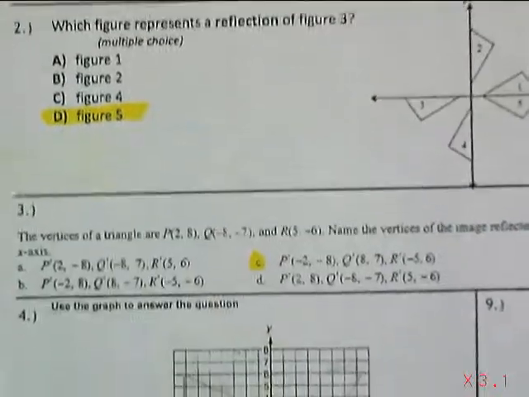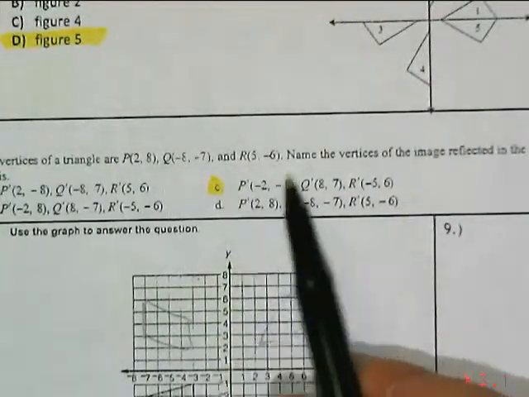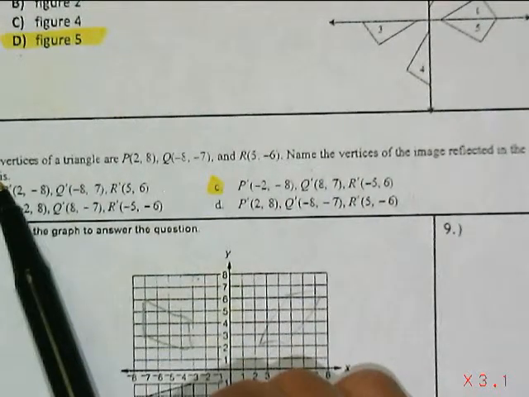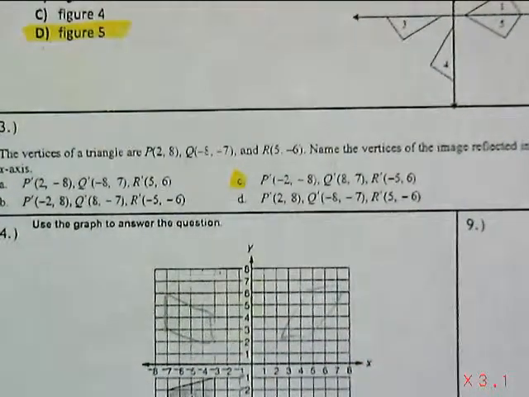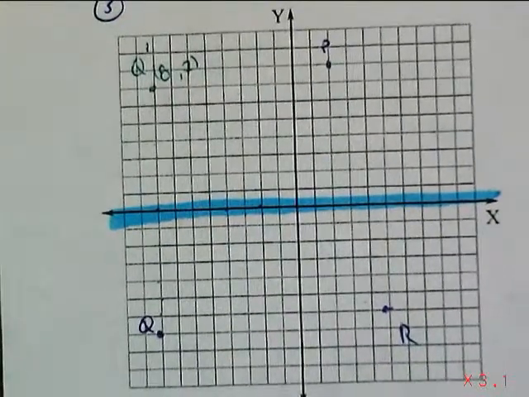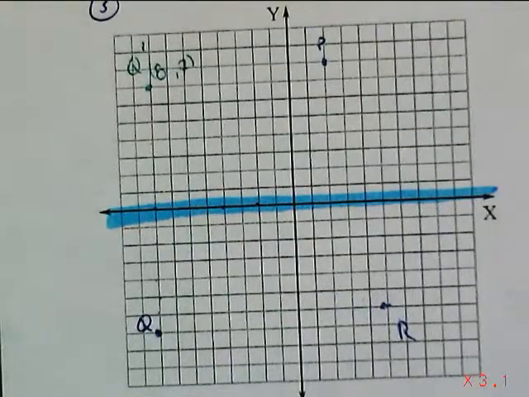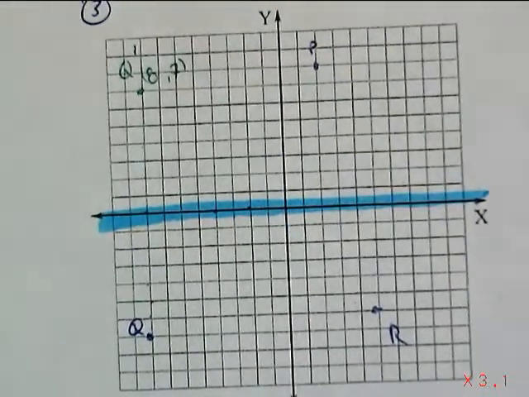Question number 3. The vertices of the triangle P, Q, and R are given. Name the vertices of the image reflected in the x-axis. So the first thing I'm going to do is I'm just going to graph or label all 3 of those points. Here they are. There's P, Q, and R. And it tells me to reflect it over the x-axis, so I highlighted that in blue. And all you're going to do there is count towards that blue line.